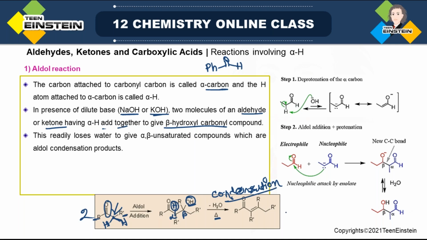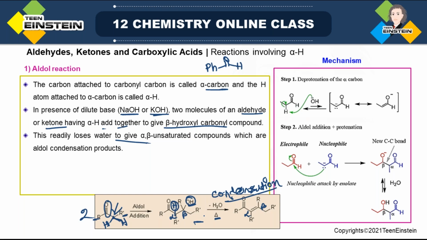In the first step, there will be formation of a beta hydroxy carbonyl compound, which readily loses one water molecule. Ultimately, you are getting an alpha beta unsaturated compound, because at the alpha and beta position there is unsaturation. That is why the name is so. This is known as the aldol condensation product. So the first compound you can simply call the aldol addition product. Why addition? Because one molecule is generating a carbanion and that is added to another carbonyl group. That is why it is the addition product. And when you heat the addition product, there is removal of a water molecule and you get an alpha beta unsaturated compound, right?